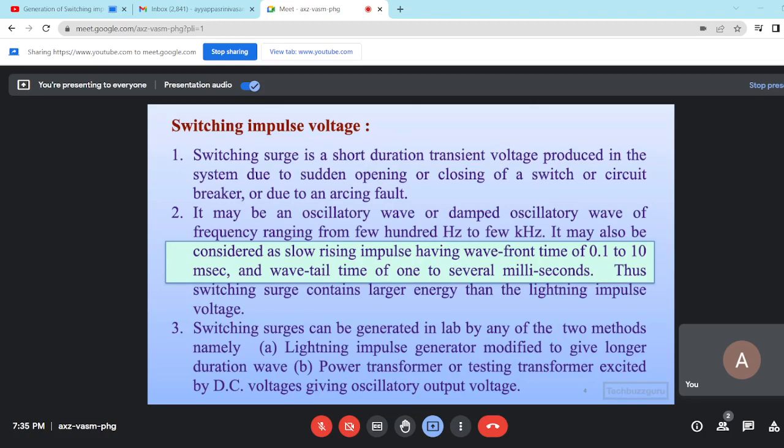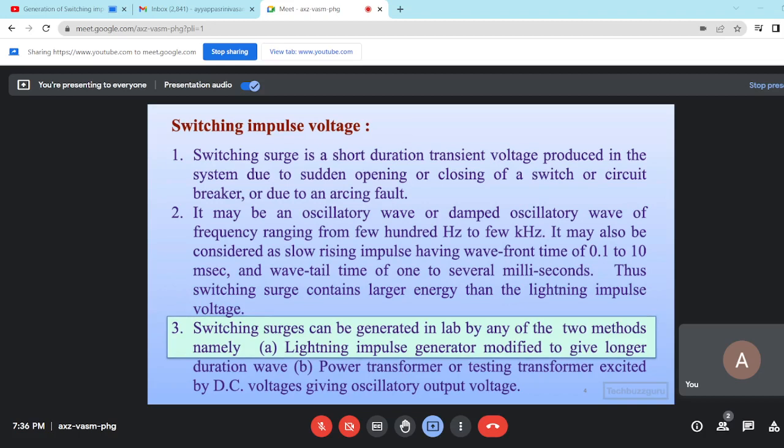Thus, the switching surge contains a larger amount of energy when compared with the lightning impulse voltage. If you recollect, the lightning impulse voltages have rise time of 1 microsecond or 1.2 microsecond and fall time of 50 microseconds. With the same peak amplitude, switching surges have rise time and wave tail time lying in the range of several milliseconds. That's why the energy content of switching surge is higher than the lightning impulse.